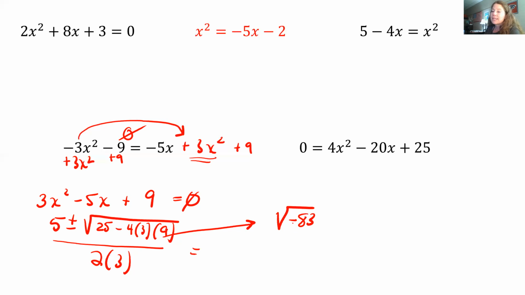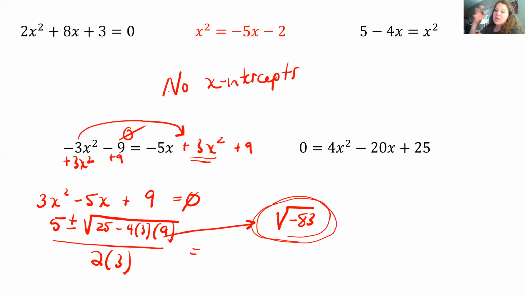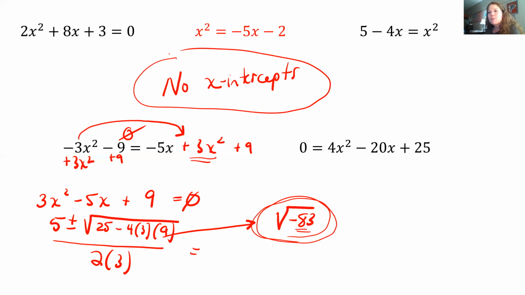So once you get a negative under the radical, do you remember when we started doing radicals, probably back in 8th grade, you learned that you can't have the square root of a negative number? There's no solution. So when you get to a problem like this, there is no solution. What does that mean? That means there are no x-intercepts. Now, as you get further in algebra, you're going to talk about imaginary numbers, but we're not doing that yet.